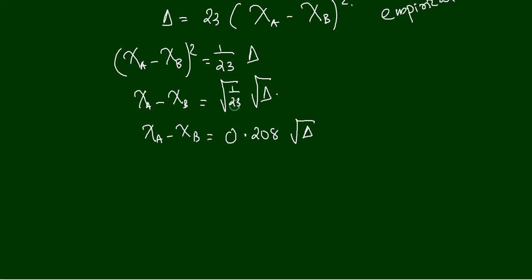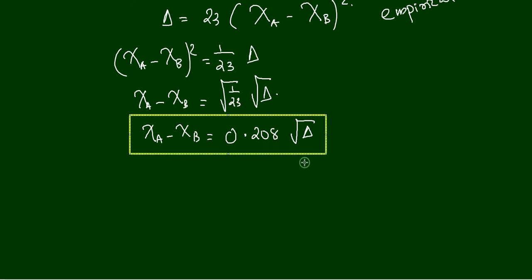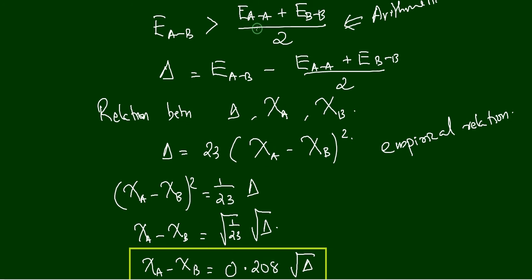So we have a relation chi A minus chi B is equal to 0.208 root of delta. Let me make it in a box. Chi A minus chi B is equal to 0.208 root delta. Okay, and now later on, Pauling considered the geometrical mean of the dissociation energies instead of the arithmetic mean. So this relation is obtained by considering the arithmetic mean of the bond dissociation energies of AA and BB.